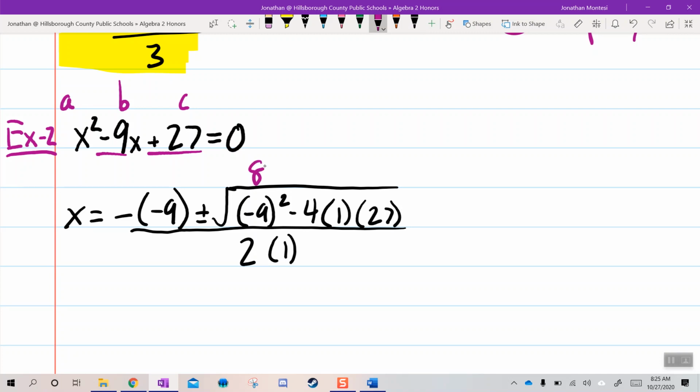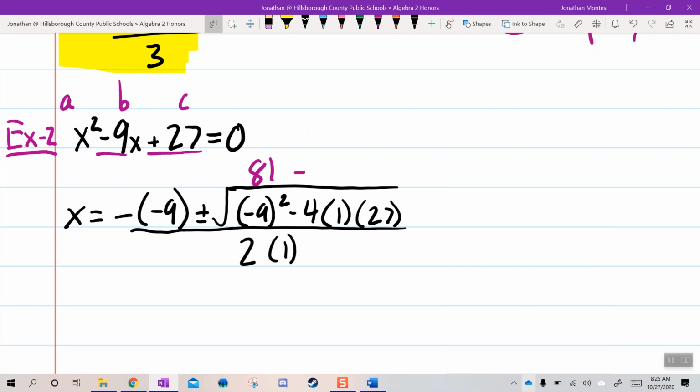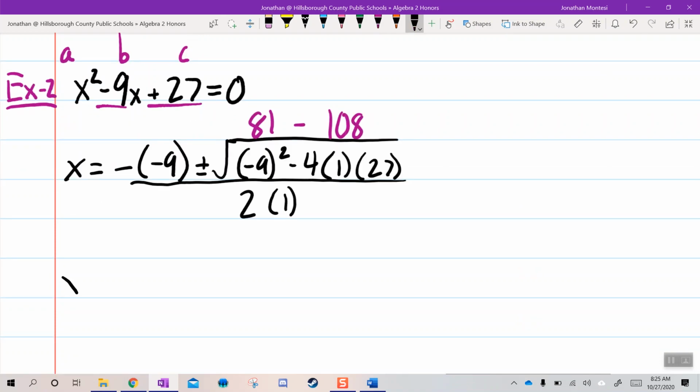Negative 9 squared is 81. That's going to be a minus because that's negative 4 times 1 times 27. So let's see what we get. Negative 4 times 1 times 27, 108. So let's see what we have. 9 plus or minus the root of 81 minus 108 gets us negative 27 over 2.